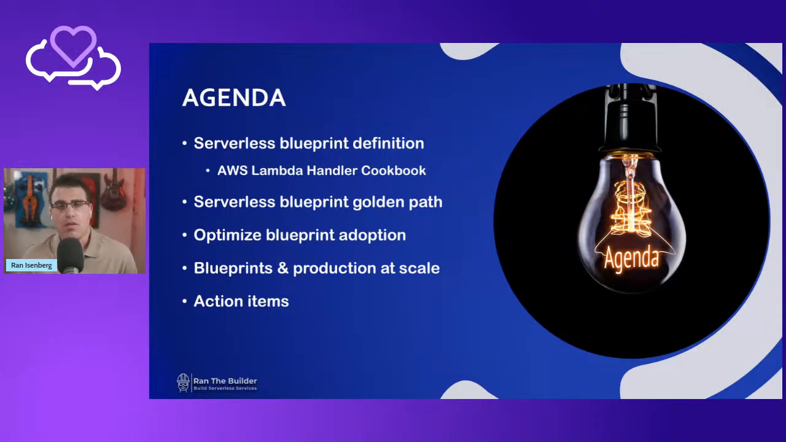And then when we define the golden path, right, the best blueprint that we have, we're going to discuss how we can basically let people adopt and use it in their organization, because just because you have a good template doesn't mean that people know and want to use it. Lastly, we're going to discuss whether you can take this blueprint to production at the enterprise level, and then I'm going to give you some homework in the form of action items.